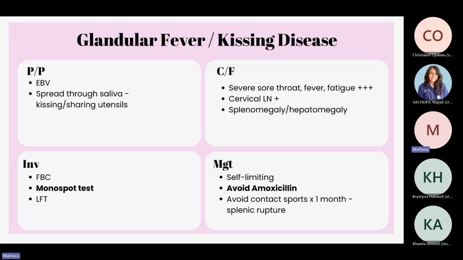On examination, when you have a look at the back of their throat, you would typically see a white blanket over the tonsils. Before, with tonsillitis, you'd see white spots, whereas with glandular fever, you're more likely to see a white blanket, as well as some petechiae at the junction between the soft and hard palate. That's the general presentation.